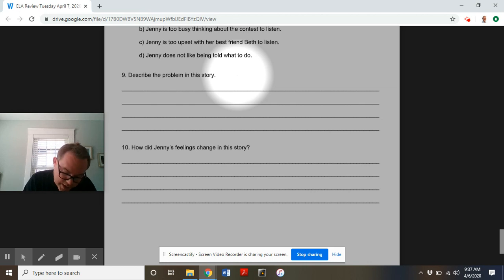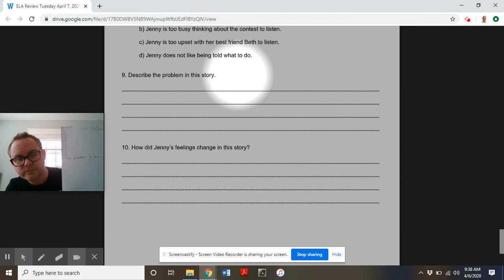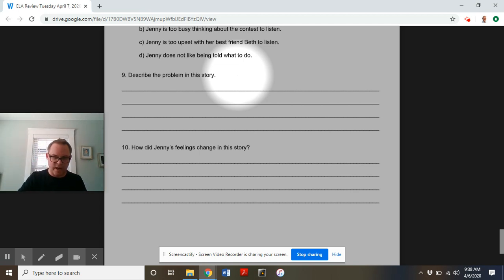So I'm going to write number 9 under number 8. The problem in this story is. I got those words right from the question. There we are. There's the beginning of my first sentence. I'm already starting to think that it's probably going to take me at least two sentences to answer this. Let's finish up the first one. The problem in this story is. Now, what was the problem? Oh, yeah, it was between the friends, wasn't it?